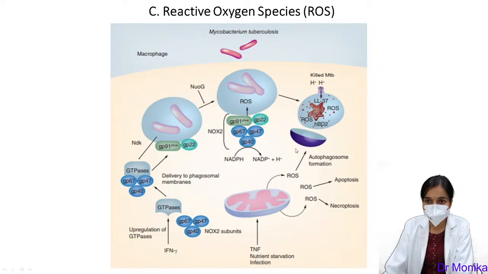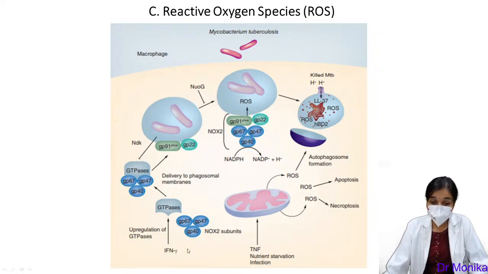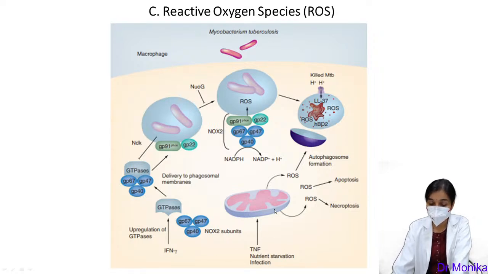Coming to the next mechanism, that is reactive oxygen species. These reactive oxygen species are toxic to the Mycobacterium, and they work against Mycobacterium TB by autophagosome formation, by causing apoptosis as well as necroptosis. The secreted interferon gamma causes the induction of GTPase, which delivers the NOX2 subunit to the phagosomal membrane. After the accumulation of the cytosolic NOX2 subunit as well as the membrane NOX2 subunit, it leads to the generation of reactive oxygen species. This reactive oxygen species is toxic to the mycobacterium, leading to the killing of the intracellular bacilli. Also, TNF causes the aberrant release of mitochondrial reactive oxygen species, which can cause autophagosome formation and finally lead to autophagy, apoptosis, or necroptosis.